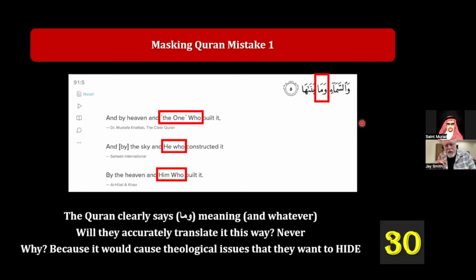Okay, let me make sure I explain the theological problem, the theological issue, if it was "whatever" rather than "he who." Yeah, because now we have an entity that's unknown, that's not logical, that created the sky other than God. It should be Waman, which is God. You see? Okay, I got it.